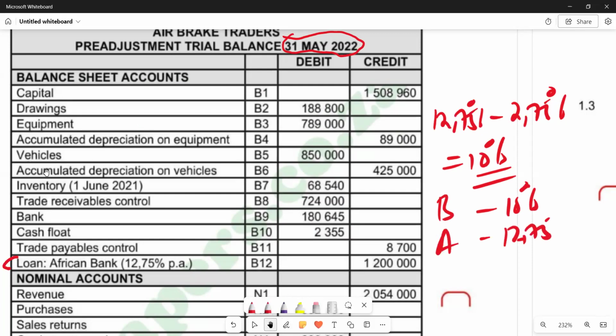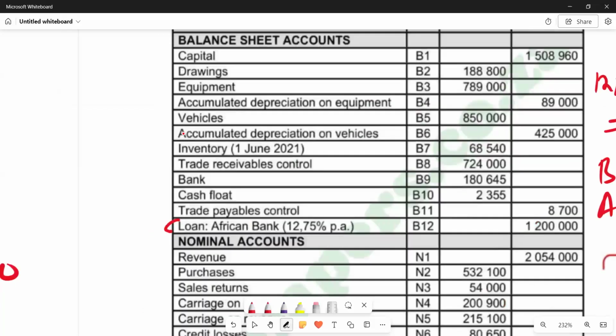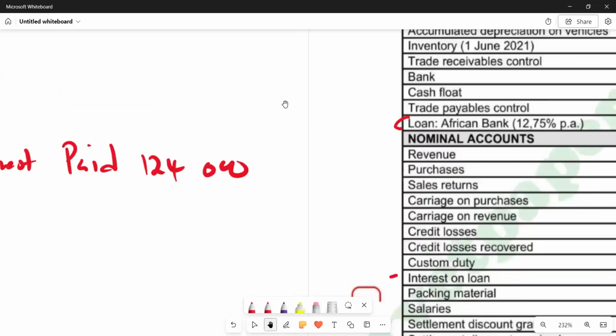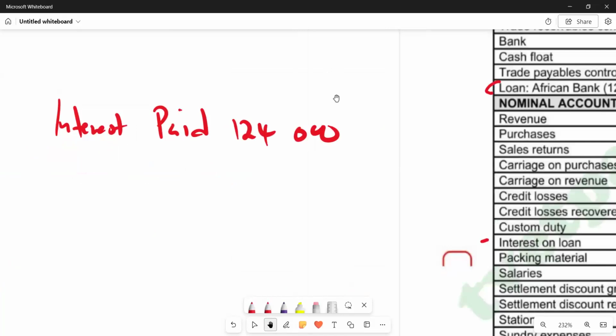So now we are going to calculate our interest on loan before and after. And our loan is 1,200,000. So we are going to say rate times the total amount of loan that we are given in the pre-adjustment trial balance. So we are saying before increase of interest.